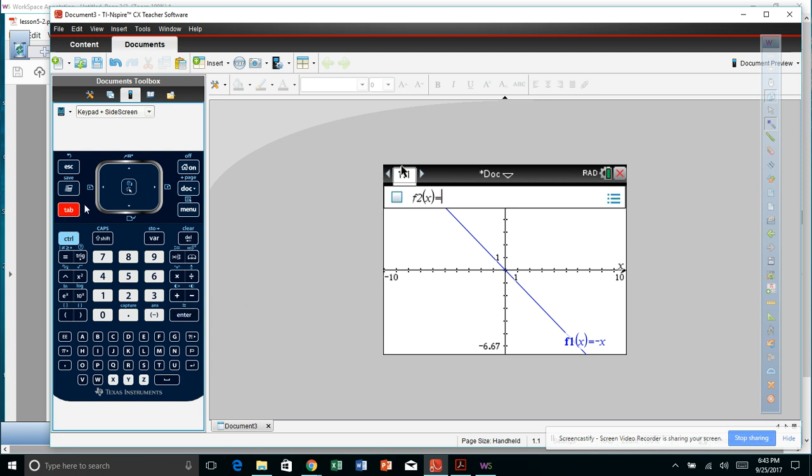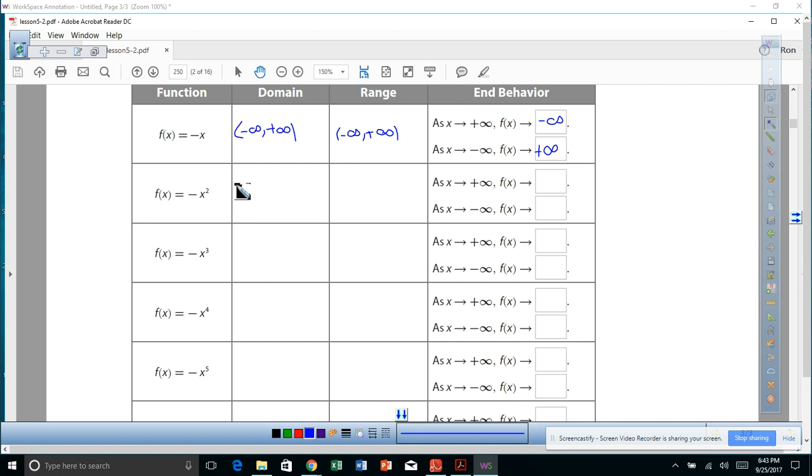So let's try negative x squared. All right. Okay. See, it just reflected over the x-axis, same as the other did. All right. So what happens here? Well, again, it goes negative infinity to positive infinity for the domain. The range is a bit different now. It's going to go from negative infinity to 0.